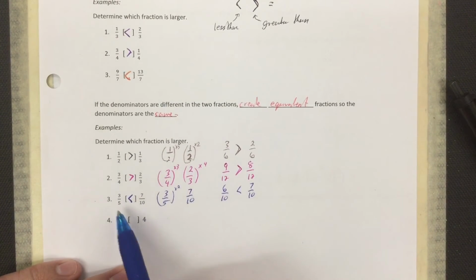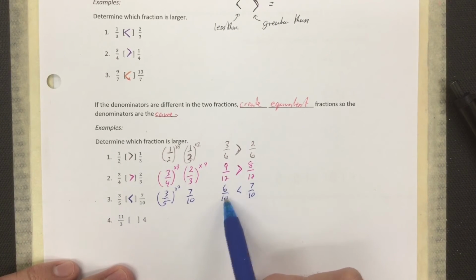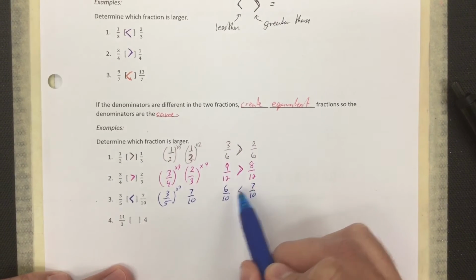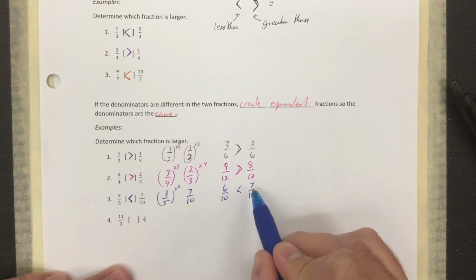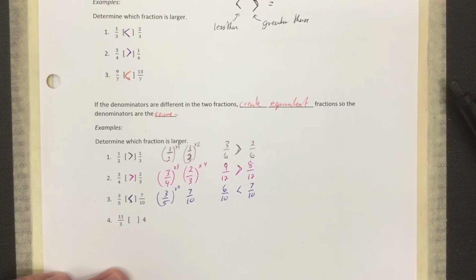On this next one, this one's a little bit simpler because we can make the 5 into 10 just by multiplying by 2. This will give us 6/10 and 7/10, and if we know that the 7 is bigger than the 6, we can put in our less than sign to show that the 7 is bigger, and so 3/5 is less than 7/10.